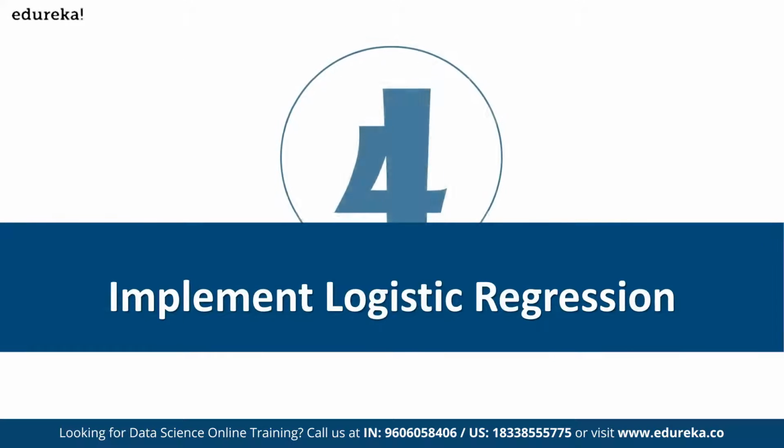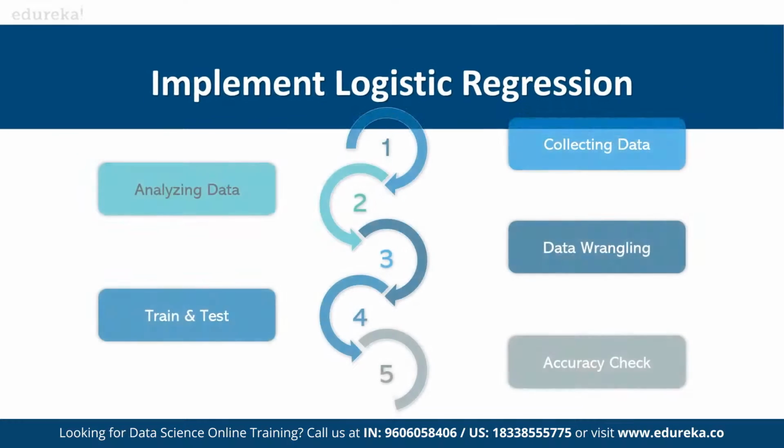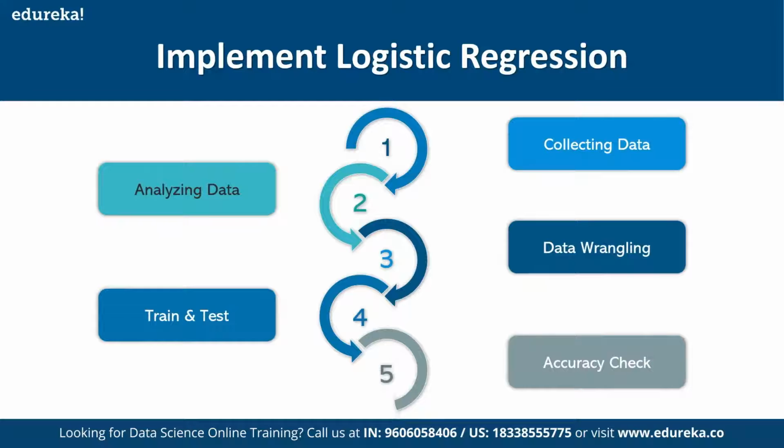So let's implement logistic regression in a simple way. We are going to collect the data, analyze the data, then do data wrangling statistically, then train and test the model and perform the accuracy check. This is a very standard process or methodology for implementing or building any statistical, machine learning or data science model.